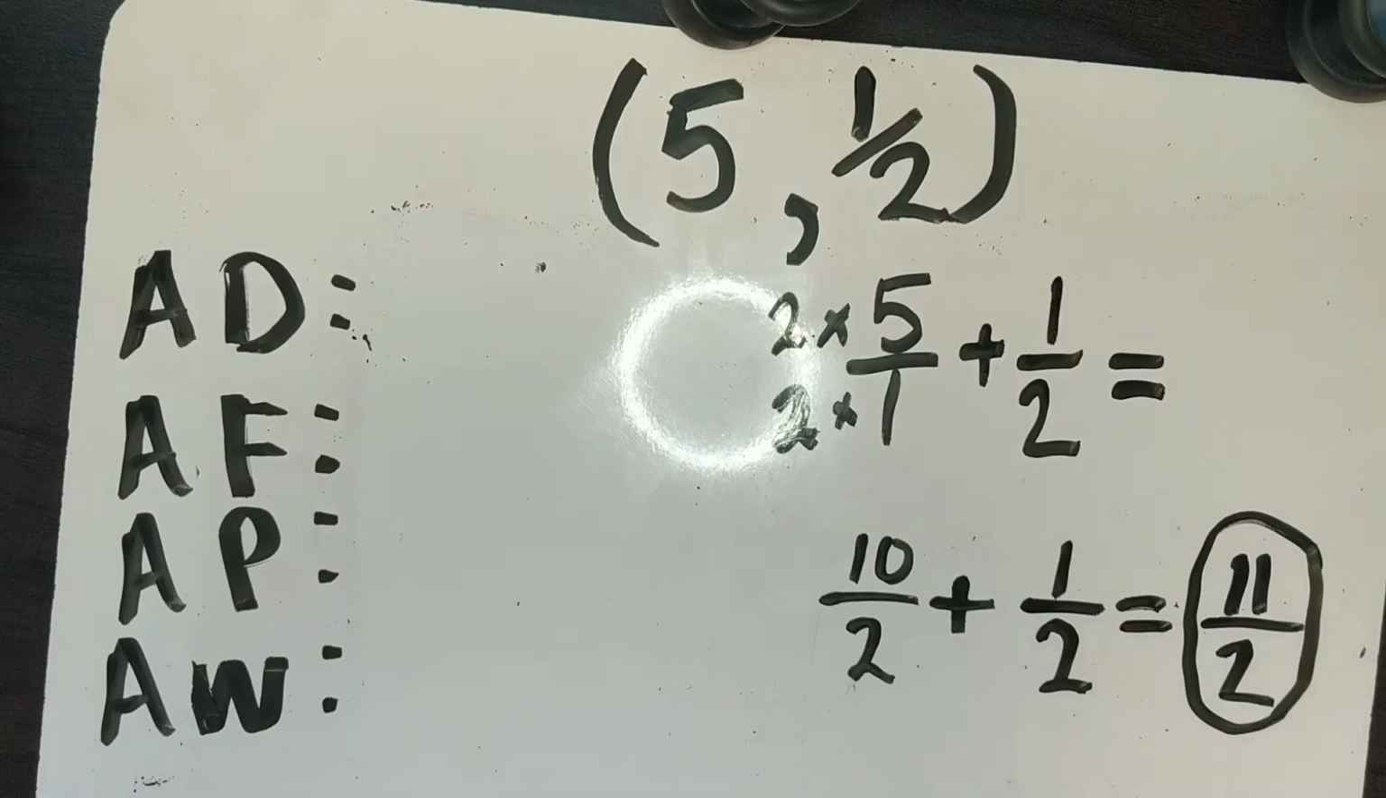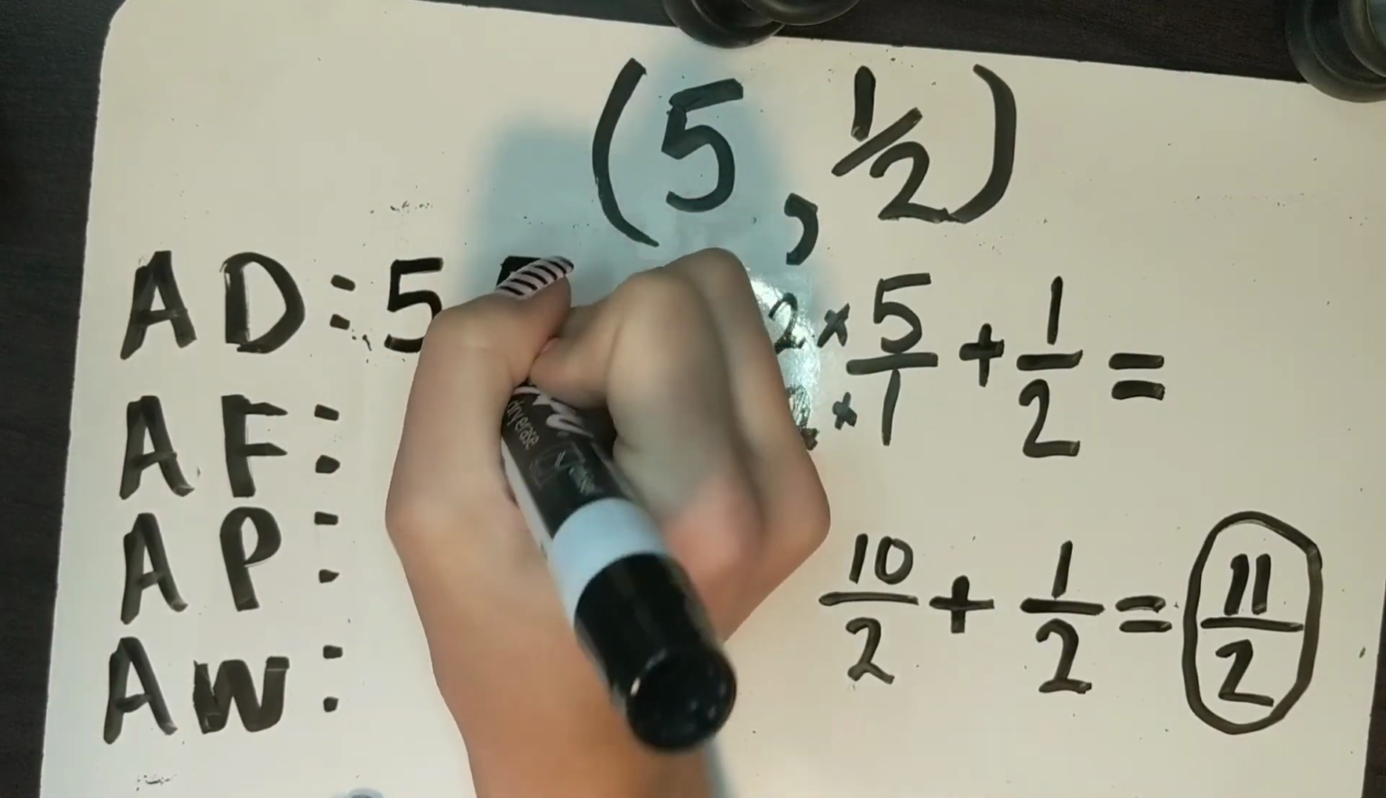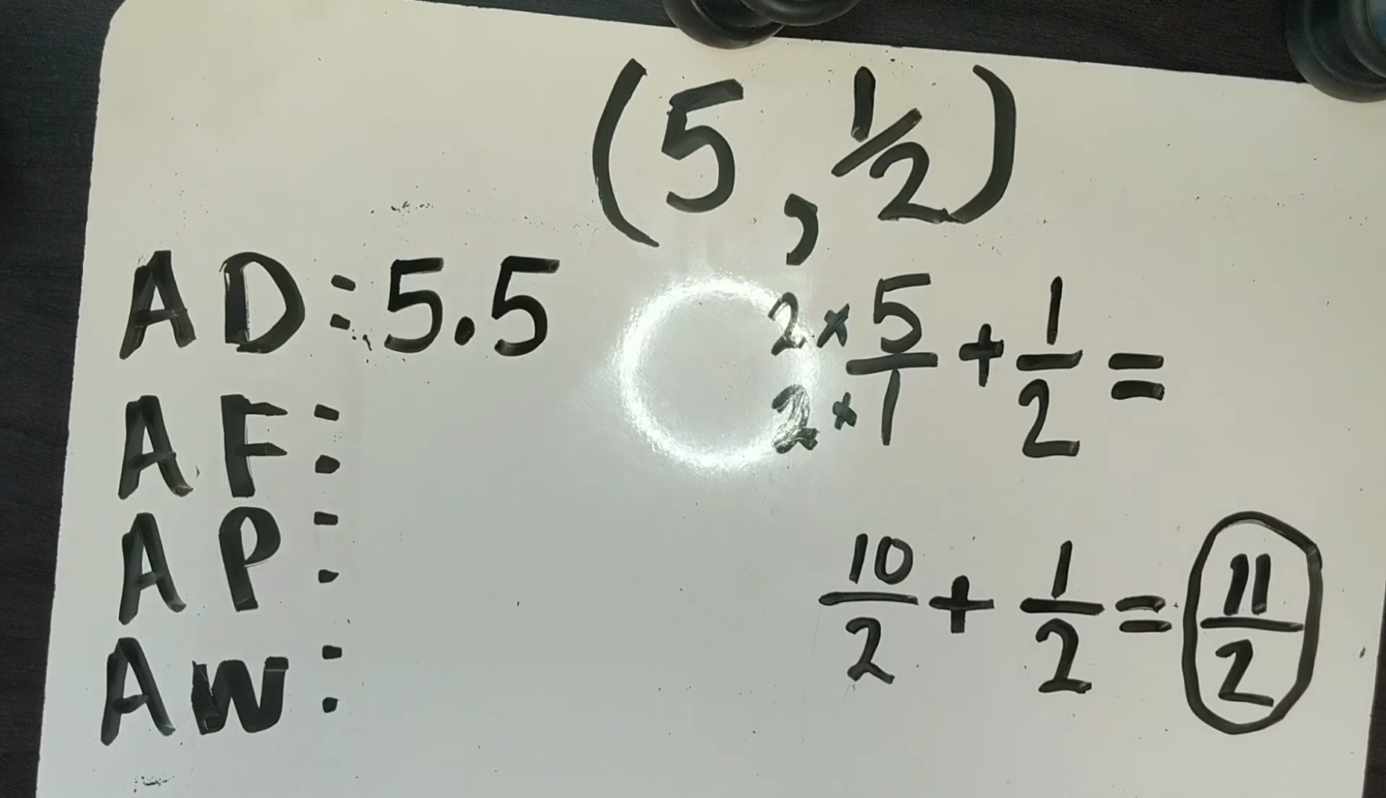So my first answer, 11/2, needs to be put in decimal form here. So what I can do is get out my calculator and I can plug in 11 divided by 2 equals, I get 5.5. That is my decimal form of that answer.